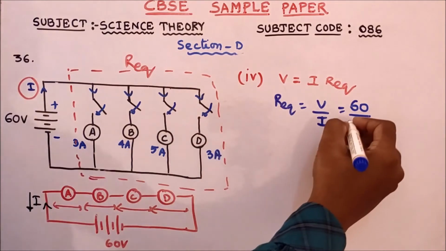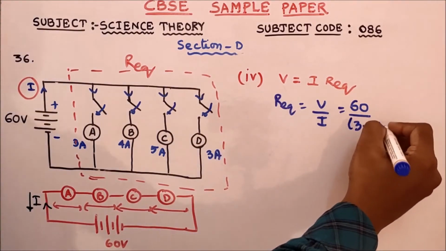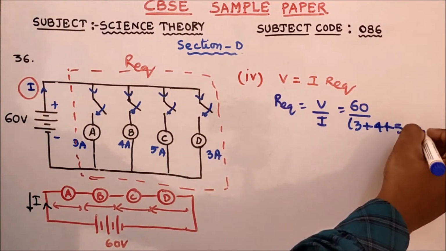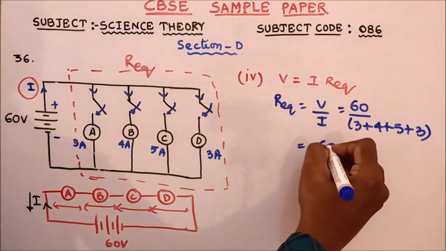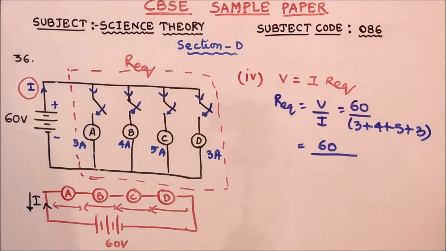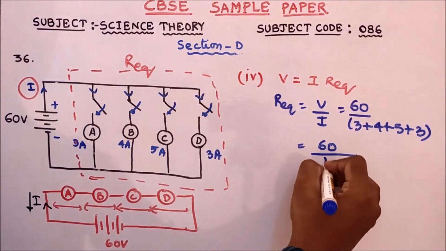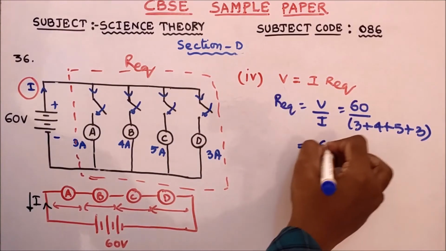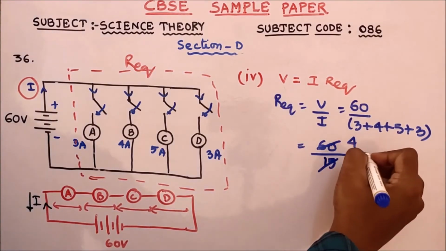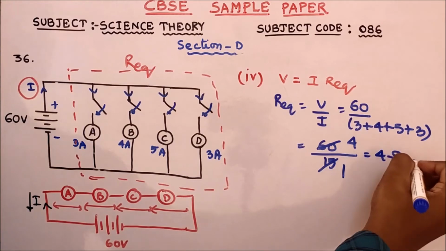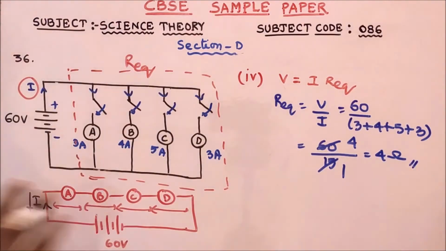How much is the total current? 3 plus 4 plus 5 plus 3. How much is this? 3 plus 4, 7, 7 plus 5, 12, 12 plus 3, 15. So 15 ones are 15, 4s are 60. So 4 ohms is the equivalent resistance of this circuit. See, I have to show it with proper calculation. Remember, this is a 5 marks question.